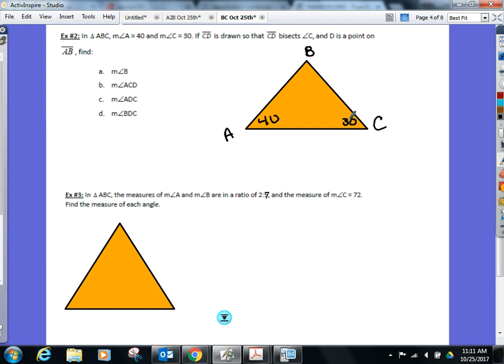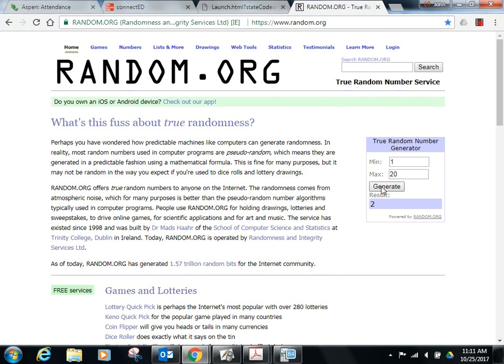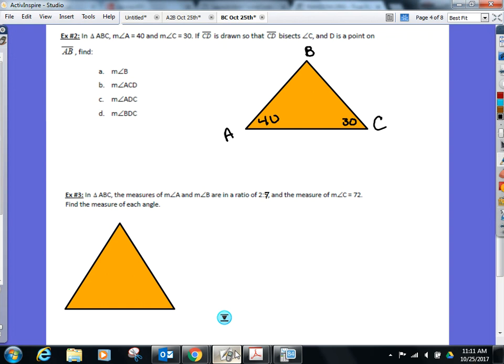Do we just want to answer part A right now? Find angle B? Let's just answer it right now, and then we'll read the rest of the problem. So angle B, what do you got for me? 110.